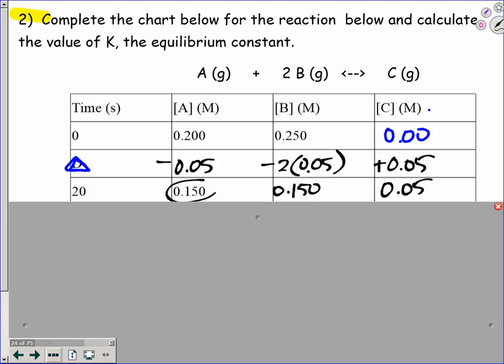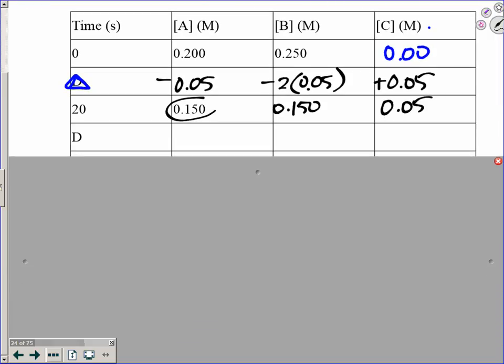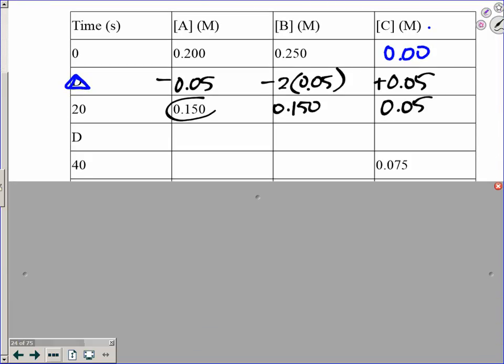Okay, so just like a BDA, right? Except we're not completely consuming one, we're just doing it in baby steps. Okay, so keep going. Now from time 20 to time 40, we know one piece of information. We know that C now is 0.075. So what changed with C? We added what?